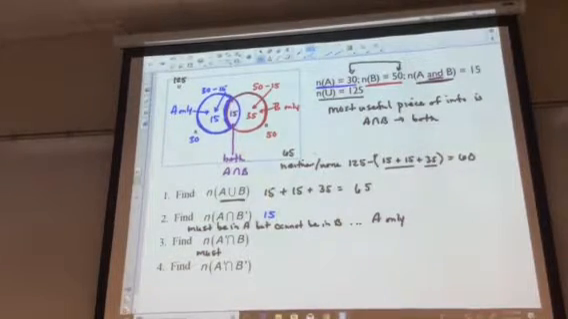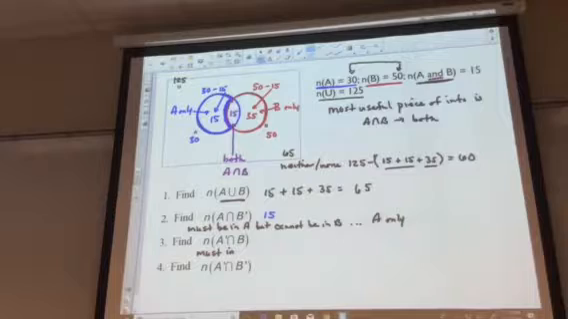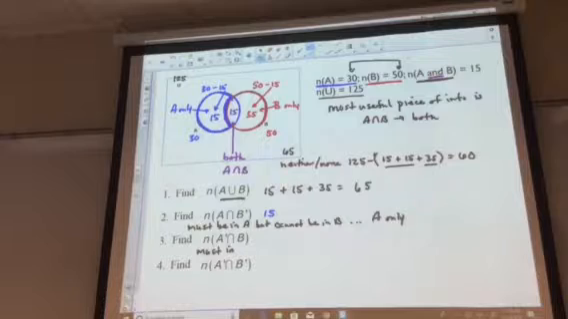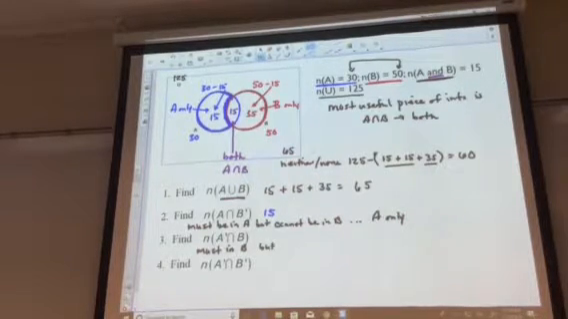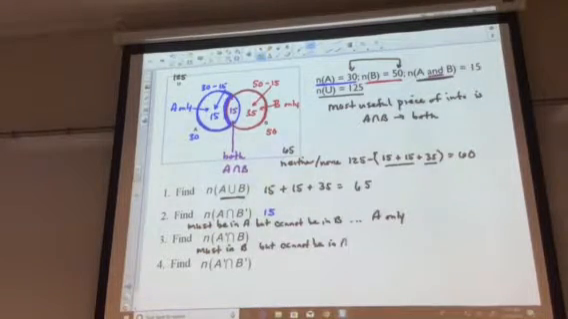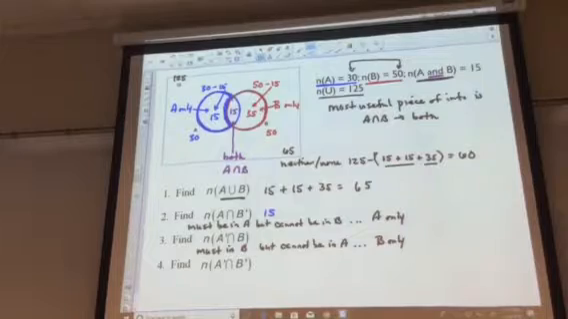Not in A, but in B. For me, it's easier to start with a positive thing first, what I do have, and then start talking about what I need to take away from that. If you talk about what I don't have, it doesn't make sense to me because I don't have a frame of reference to take anything away from. Must be in B. It cannot be in A. In other words, it's B only. So have we already figured out that that's 35?